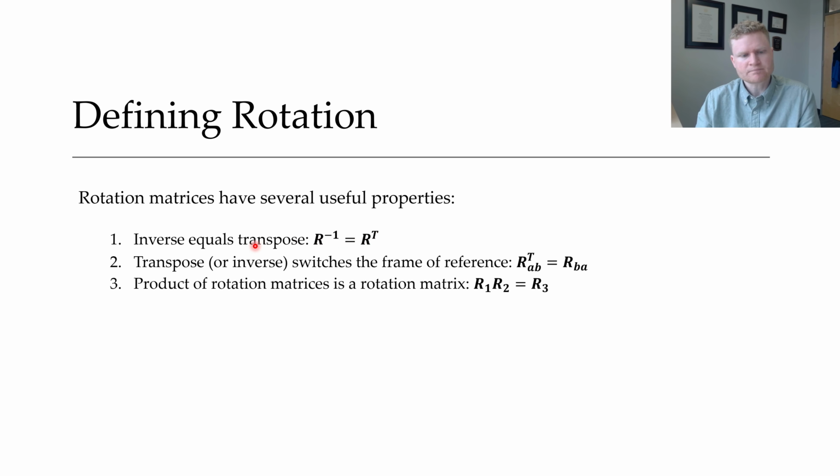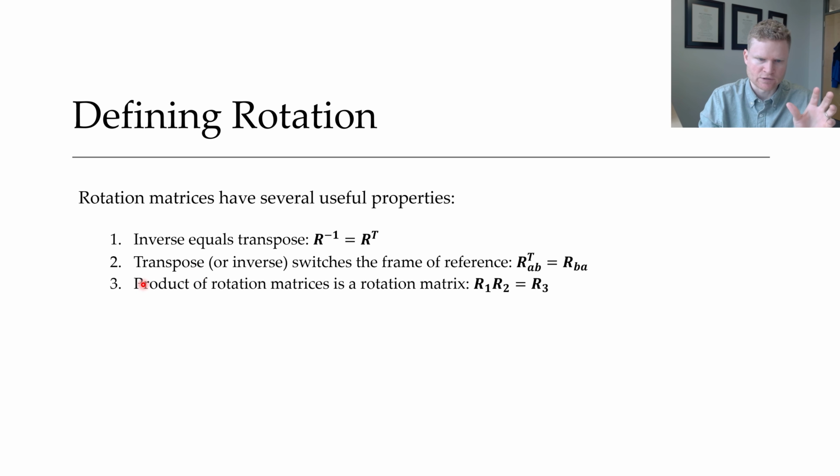The second property is that the transpose, or the inverse, since they're the same thing, switches your frame of reference. So RAB transpose is equal to RBA. Let's go back to our example. I'm standing in A, I'm looking at B, that's RAB. If I take the transpose of that, that's equivalent to me now standing in B, looking back at A. So I'm changing the frame of reference by taking this transpose. Finally, the product of rotation matrices is also a rotation matrix. For example, R1 times R2 is equal to R3, and R3 is a valid rotation matrix.